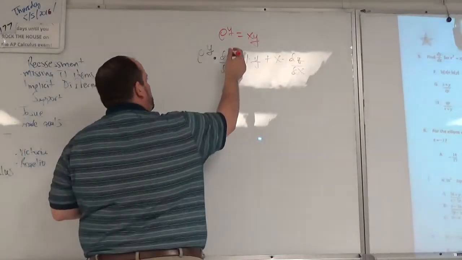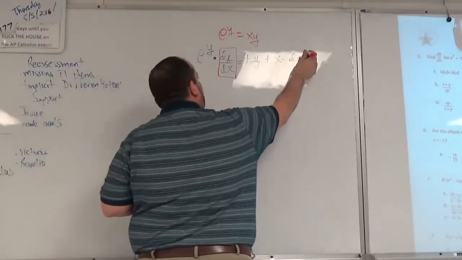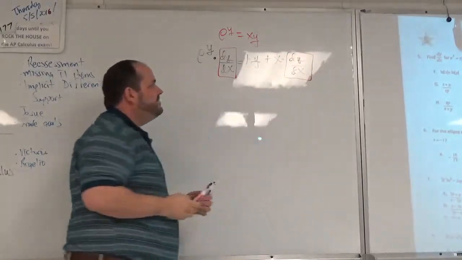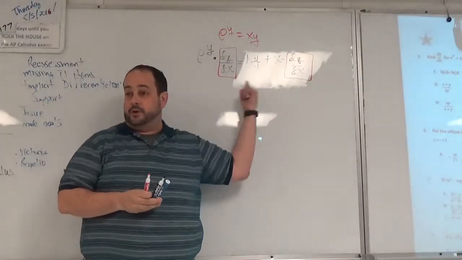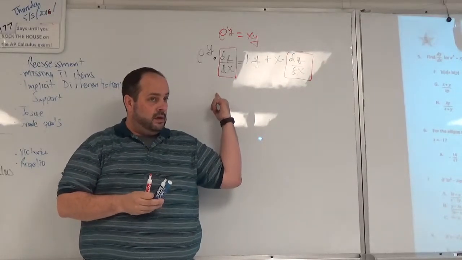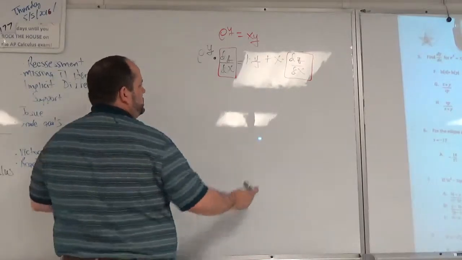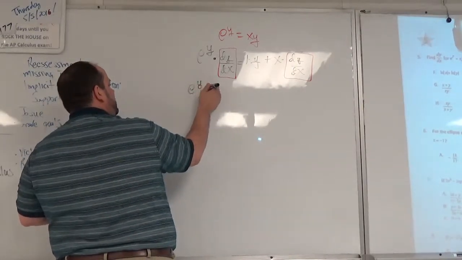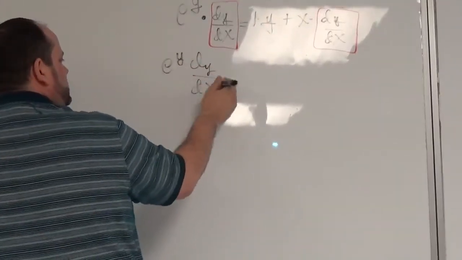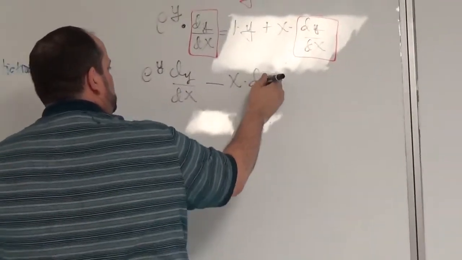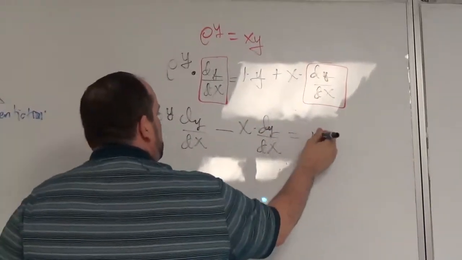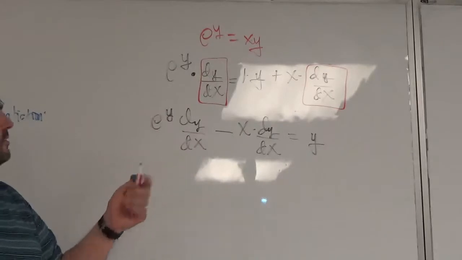I know that my goal is to solve for dy dx, so anywhere that I have a dy dx, I want to get those terms on the same side. I hope the algebra of this is becoming more natural. Okay, so I'm going to say this is e to the y dy dx minus x dy dx is equal to y. Next move, Christian, what are you going to do?